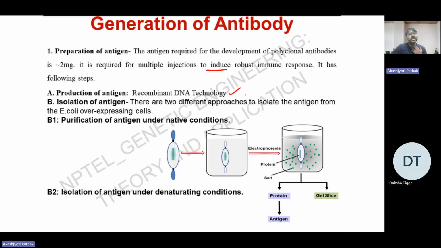Or you can directly produce the antigen by recombinant DNA technology. You have the antigen sequence, you clone it, and then you express it and purify it. Or you can isolate the antigen from E. coli. If you have recombinantly expressed the antigen, you can purify it under native condition. That will again depend on the antigen. If your antigen is soluble, it can be purified in native condition. If it is insoluble, you can use denaturing conditions.